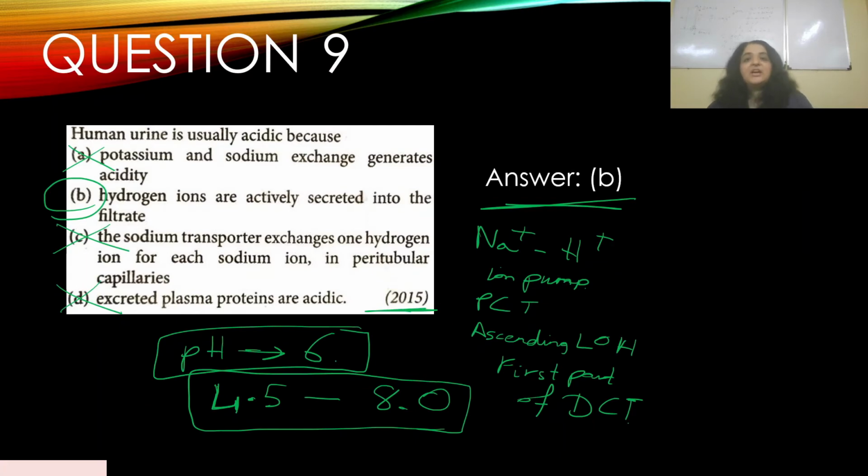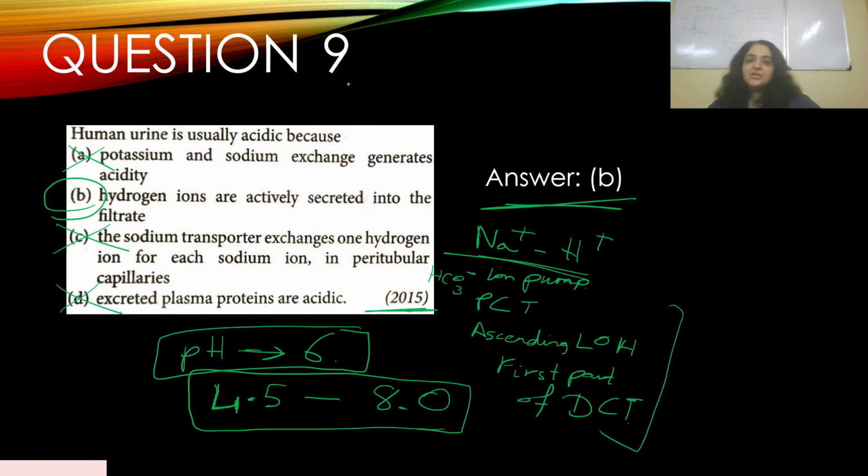In turn, bicarbonate ions are produced. Whenever there's a secretion of H plus ions, bicarbonate ions are also produced, and these bicarbonate ions are reabsorbed back into the blood. So we have to maintain an acid-base balance in our body at all times. This is one contributing factor for the acidity, and it happens in these regions.